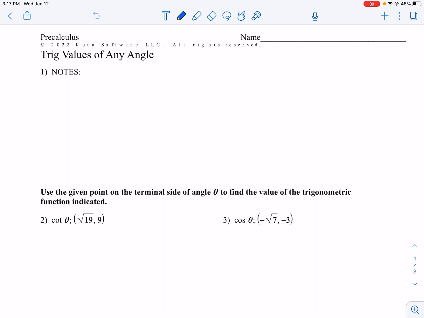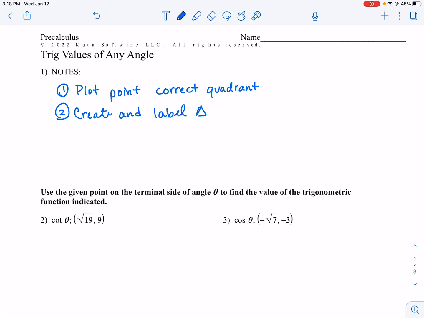The steps in which we're going to do that: given a point, we're going to plot that point in the correct quadrant. And then we're going to create a triangle with that, and the triangle is going to be created with the x-axis. So you're going to create and label the triangle, and you want to create it with the x-axis. You also are going to label theta, and theta is also the angle created by the triangle on the x-axis.